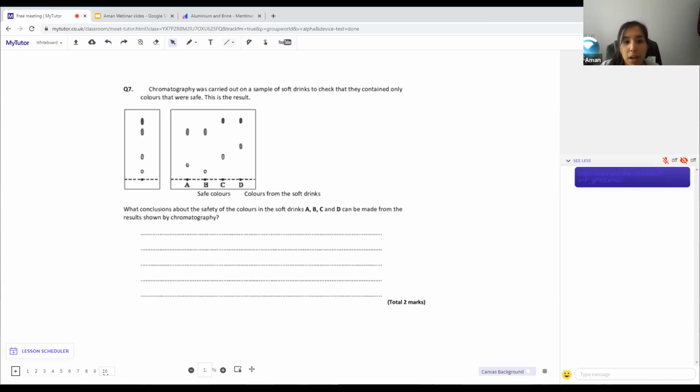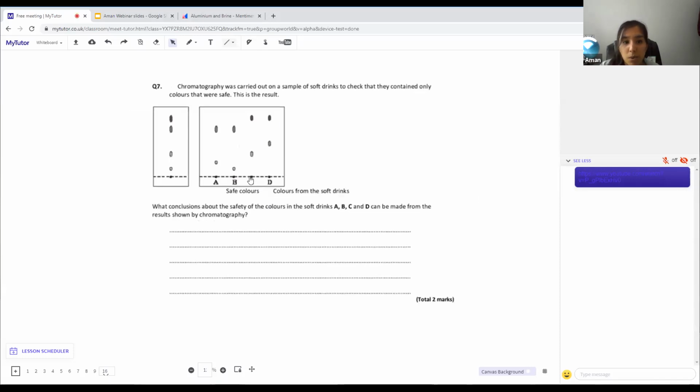Good, so it's about saying that it is safe. And what do we need to know then? Good. So A and D are not safe, but B and C are safe. So that will give you 1 mark. And then just for saying that the colours in the mixture are shown here. Okay, so I see what someone's saying. I think the reason this question is a bit confusing is because the safe colours are supposed to be under this chromatogram, and the colours from the soft drinks are over here.